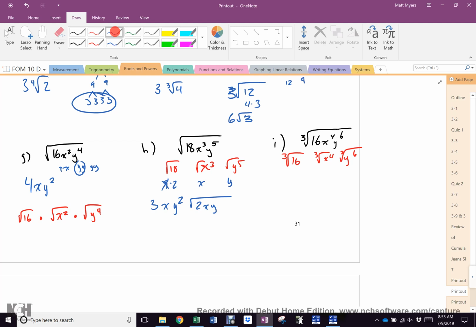Would anyone like to volunteer their answer? You're going to use 8 and 2 there, right, Parm? Why? So what comes out? 2. What stayed under there? 2. So that 8's taken care of. What's coming out here?